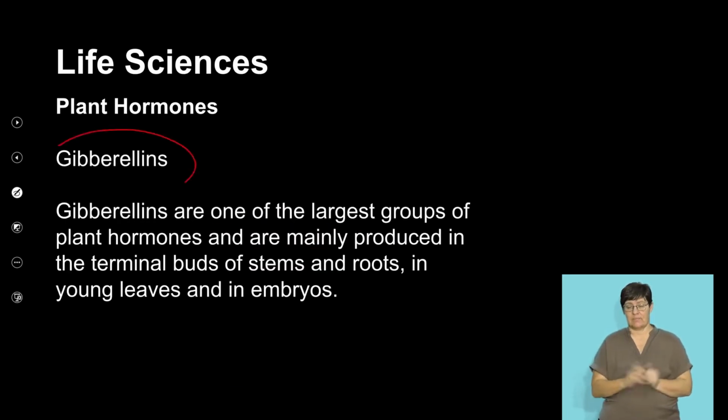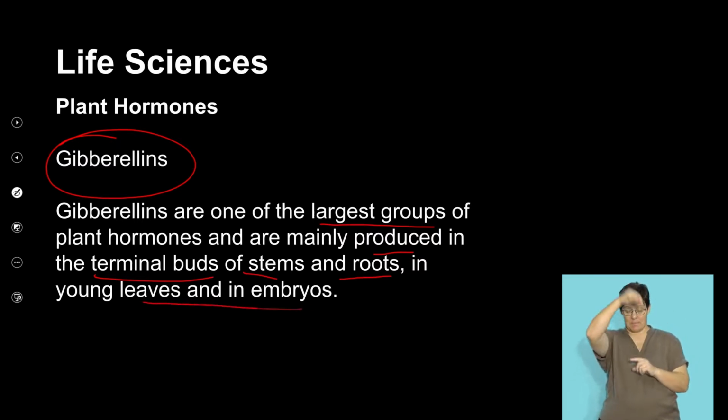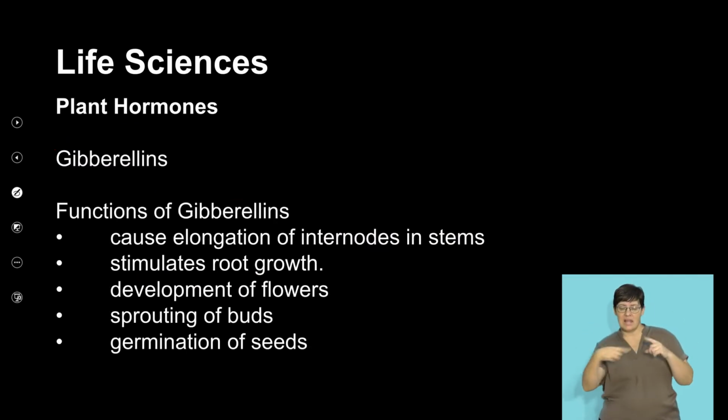The last set of hormones, or rather the second set we're looking at, are called gibberellins, and these are the largest group of hormones that are mainly produced in the terminal buds of the stems and roots, as well as in the young leaves and in the embryo in the seed.